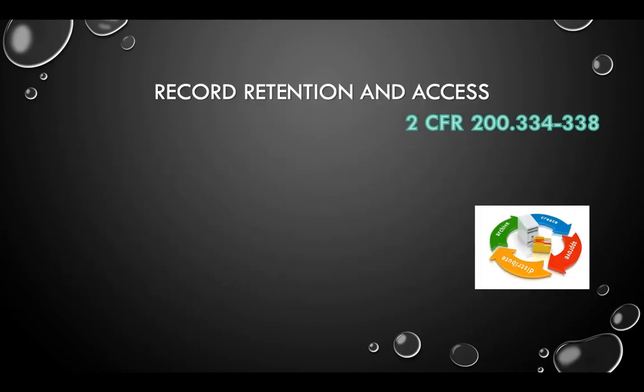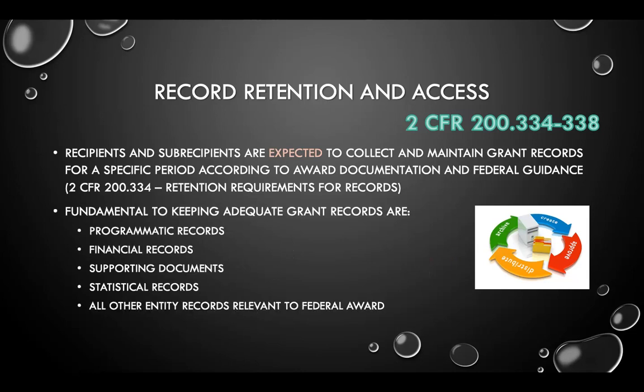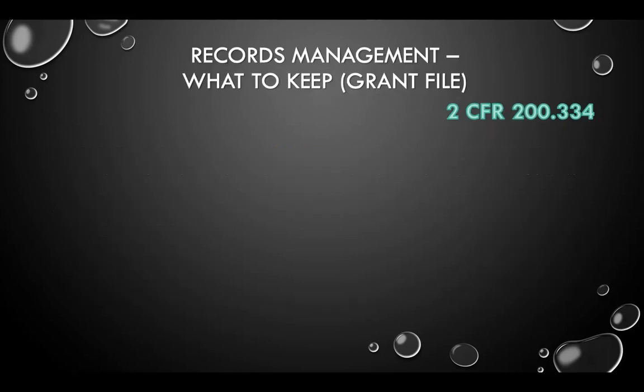Record retention and access are described in 2 CFR 200.334 through 200.338. Recipients and subrecipients are expected to collect and maintain grant records for a specified period according to award documentation and federal guidance. Fundamental to keeping adequate grant records are programmatic records, financial records, supporting documents, statistical records, or all other entity records relevant to the federal award.